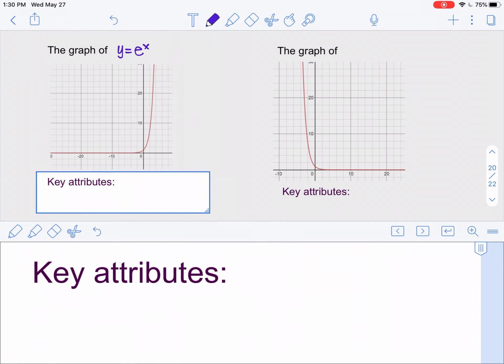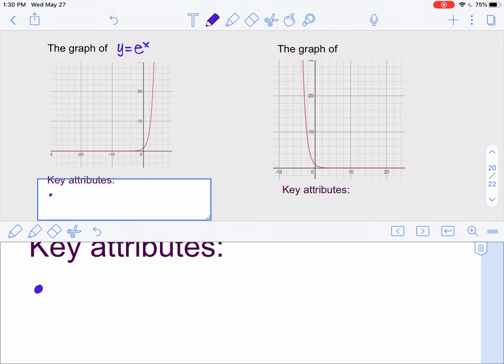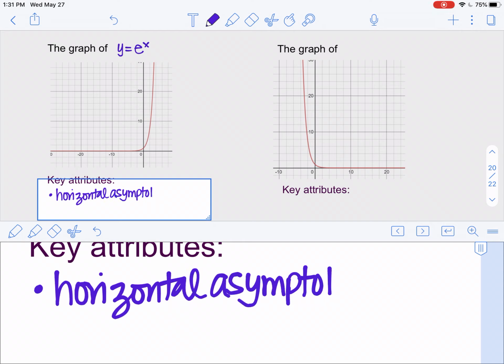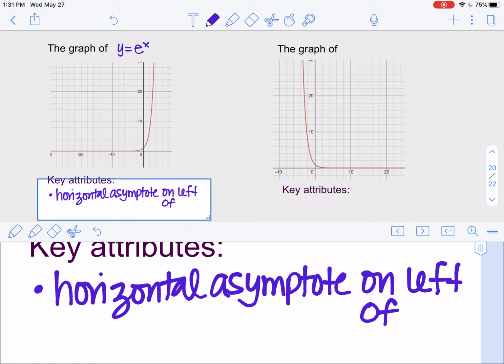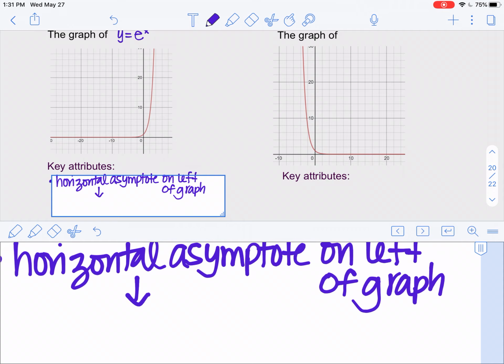One major thing I notice is on the left-hand side of this graph, you should be able to identify a horizontal asymptote, on the left of the graph. And if I wanted to describe what that horizontal asymptote is, I would give it an equation, and it is the equation y equals 0, because that's a horizontal line.